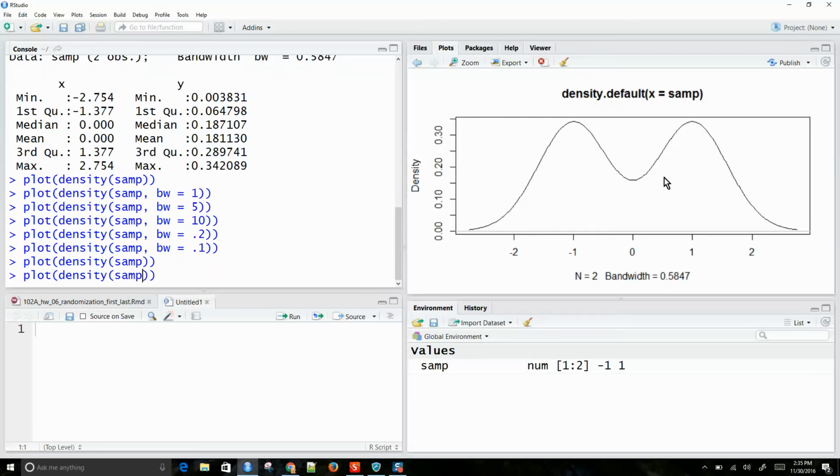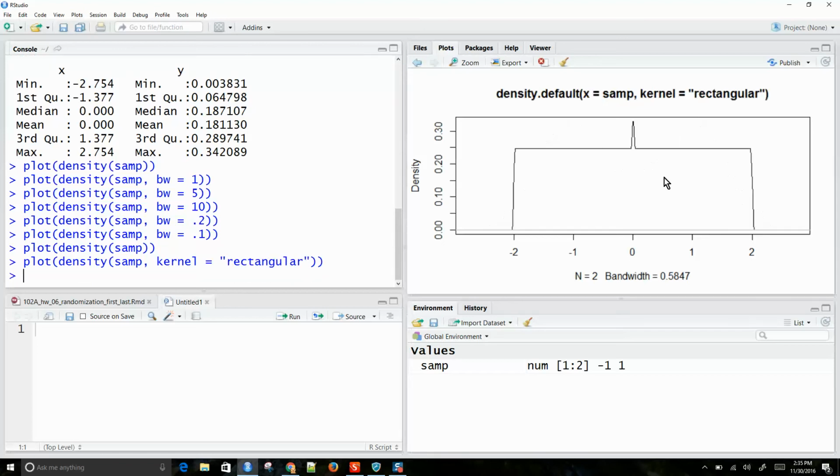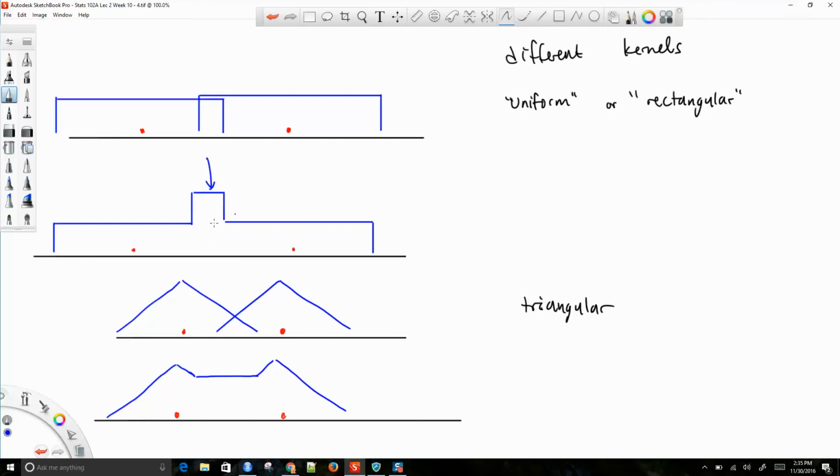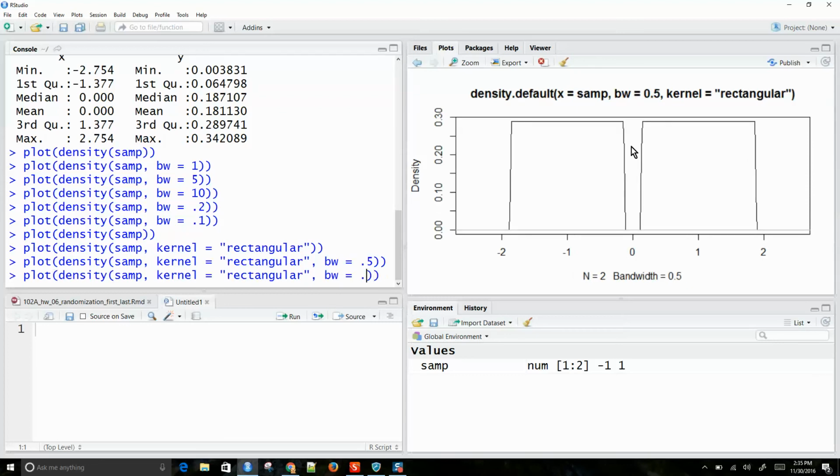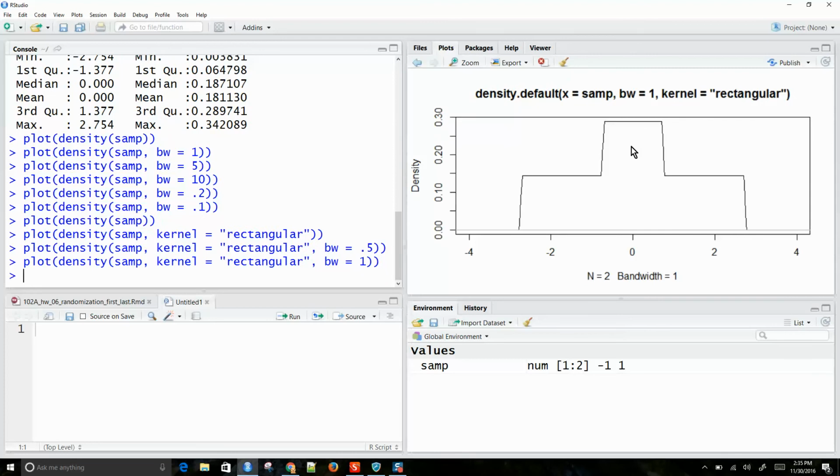Okay, let me just show you what would happen if we changed the kernel that we used. Instead of the standard Gaussian, we can say we want rectangular. And we kind of get the picture that we saw right here. We're adding basically 2 rectangles together, and this is what it looks like. The bandwidth here is 0.58. If I decrease it to 0.5, I have 2 rectangles. If I increase it to 1, we get something that looks like this. Okay, so this is what happens when we have a rectangular kernel.